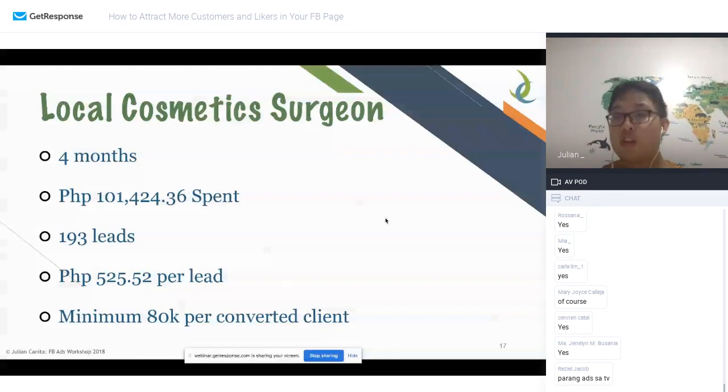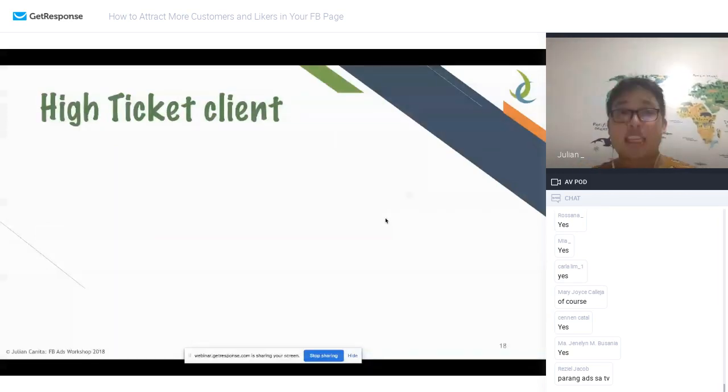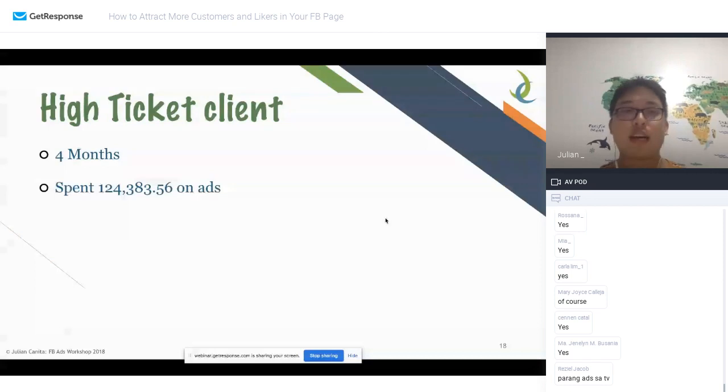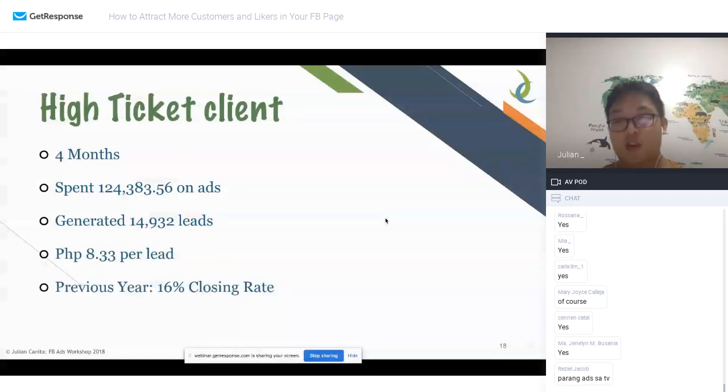So, walang tech masyado. It's just Facebook. And again, for a high-ticket client, we do not have websites here. It's really just people inquiring through Messenger. And for a period of 4 months, we spent 124,000 pesos on ads, generated 15,000 leads. And per lead, that's around 8 pesos lang. And the previous year, they closed 16% of all their leads. So we can only assume that they've been effective sa leads that we generate.